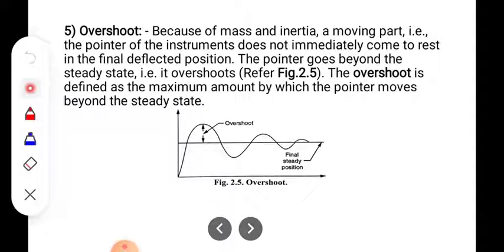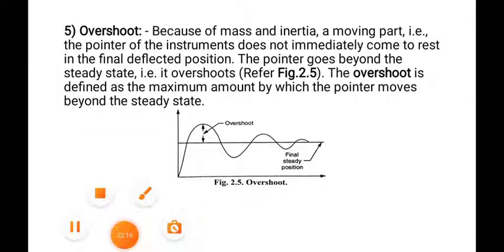Overshoot is defined as the maximum amount by which the pointer moves beyond the steady state. So the maximum amount by which the pointer moves beyond the steady state, that is nothing but the overshoot.